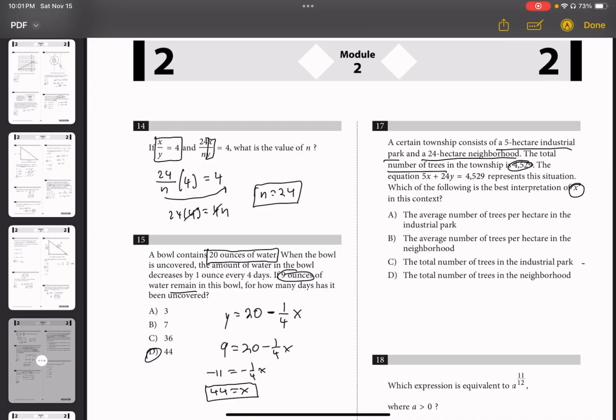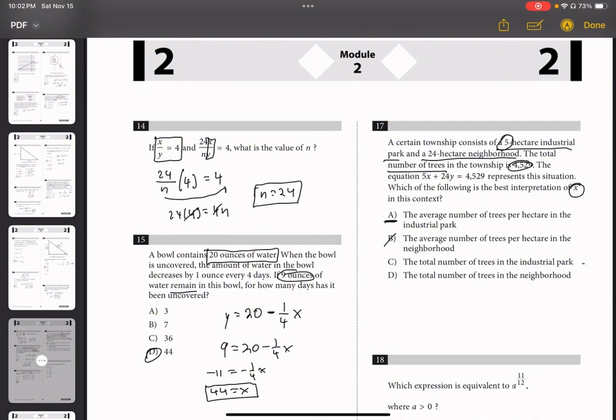So before we even look at the answer choices, think about x and what it could be. 5 times x. Well, 5 is also seen in the problem here, and it represents a 5-hectare industrial park. So 5x plus 24y is equal to 4,529. Answer choice A, the average number of trees per hectare in the industrial park. Well, that would make sense, but we're going to leave it for a second and keep reading our answer choices. Option B, the average number of trees per hectare in the neighborhood. Well, that doesn't really correspond to the neighborhood, so that's not going to be correct.